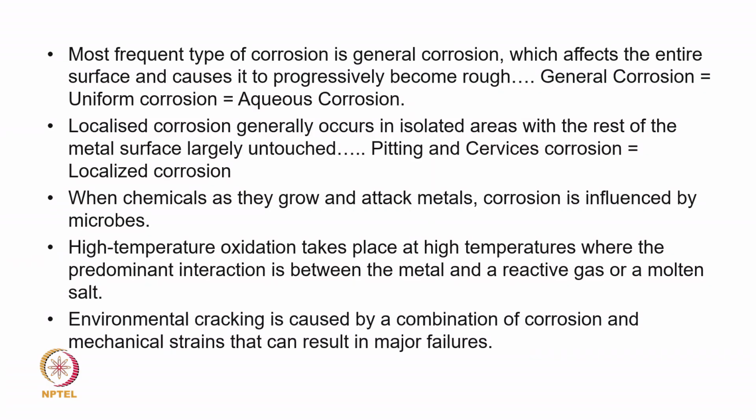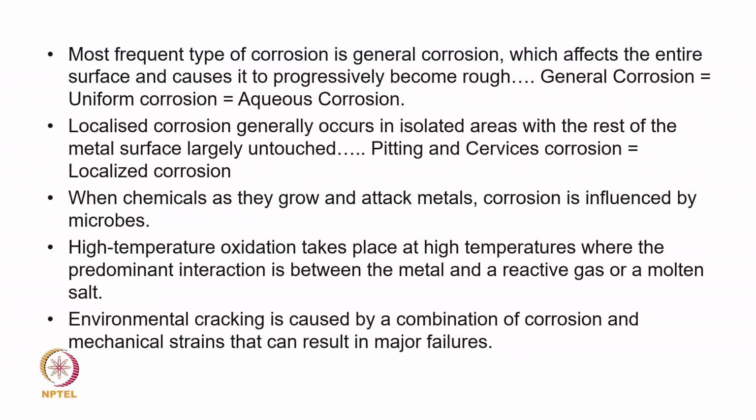Now, coming to localized corrosion, it generally occurs in isolated areas with the rest of the metal surface largely untouched. It is only in some specific area, and we are going to cover it with 2 topics, pitting and crevice corrosion. That is what we can say: pitting and crevice corrosion, which we are going to deal with, are equivalent to localized corrosion. When microbes grow and attack the surface of metals, the corrosion is also influenced by microbes. However, we will not be covering microbiological corrosion in this case.